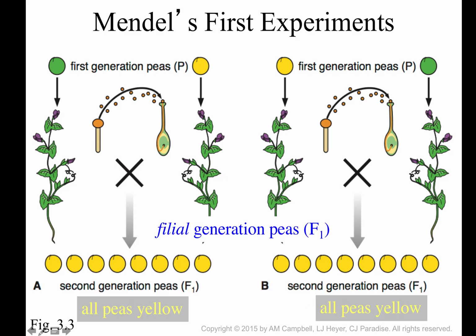And then these had offspring in the form of peas. And if the male supplied green or the female supplied green, it didn't matter. All the offspring were yellow. And these were called the first filial generation. That's where the F comes from, filial. And this is the first generation of offspring.